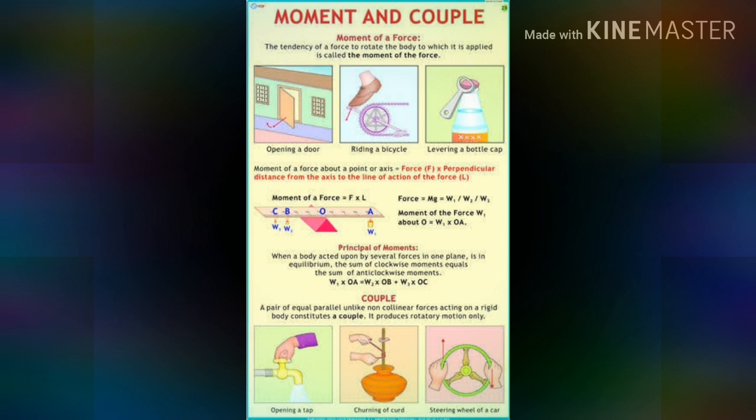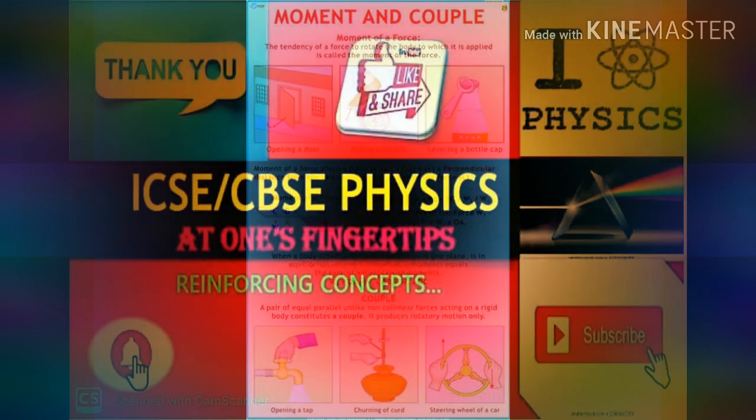Then couple. A pair of equal, parallel, unlike, non-collinear forces acting on a rigid body constitute a couple. It produces rotatory motion only. Remember that it produces rotational motion. Examples of couple: opening a tap, churning of curd, steering of a wheel. These are some of the daily examples that we see.